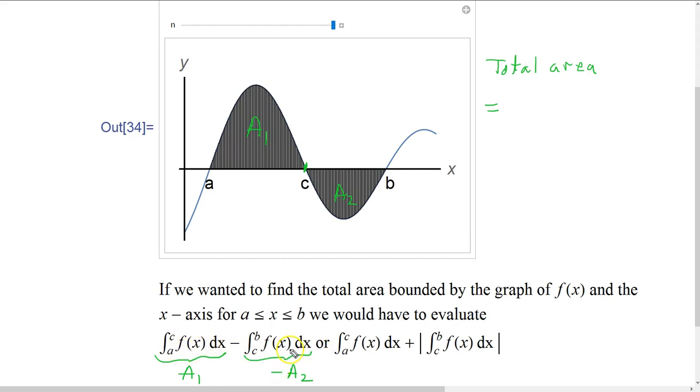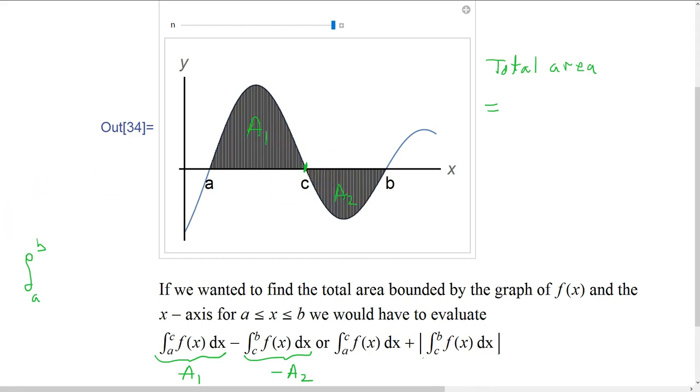So notice if we go minus negative a2, that gives us a positive a2. So this is how we would evaluate the total area if we wanted it. We would have to break the definite integral from a to b into two separate integrals. One of them would be positive, and the other one would be negative. Negative of a negative number makes it positive. Or we could take the absolute value of this definite integral here. So we could write it as the integral from a to c plus the absolute value of the integral from c to b. So that's how we could find the total area if we wanted to.